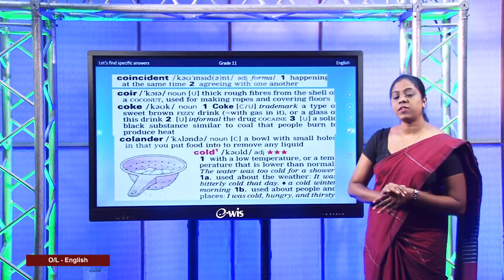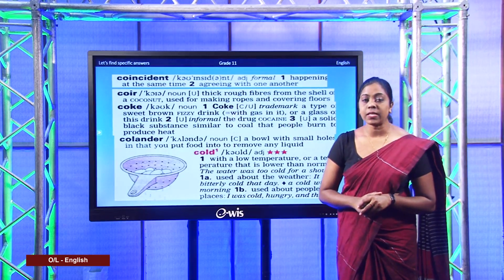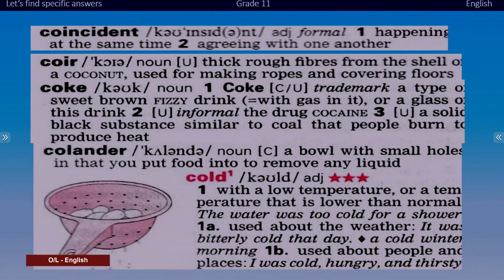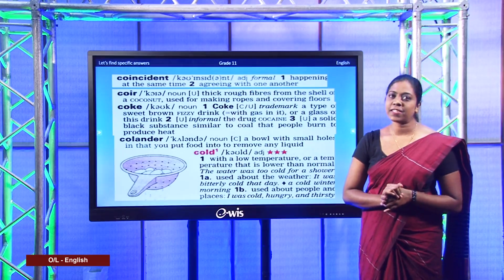Hope you're ready with your dictionary pages, and this is mine. So please make use of your dictionary and slowly go through, make use of the guideline given by the abbreviations and see whether you can find the answers for all these questions. I'll give you some time. All right, children, hope you are done now, and let's check the answers.